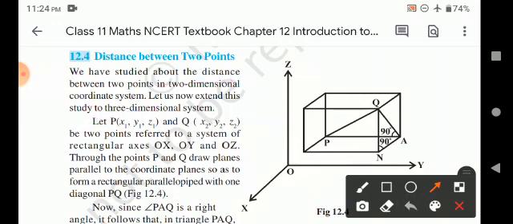Now let me take 2 points P (x1, y1, z1) and Q (x2, y2, z2) be two line joining points referred to a system of rectangular axes OX, OY and OZ. Through the points P and Q, draw the planes parallel to the coordinate planes so as to form a rectangular parallelepiped with one diagonal PQ. This is our diagonal PQ.